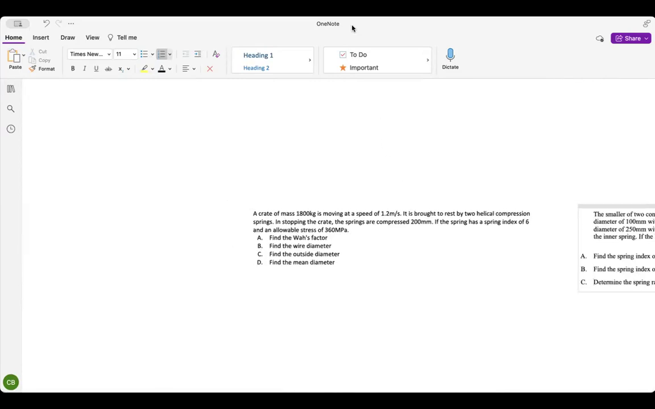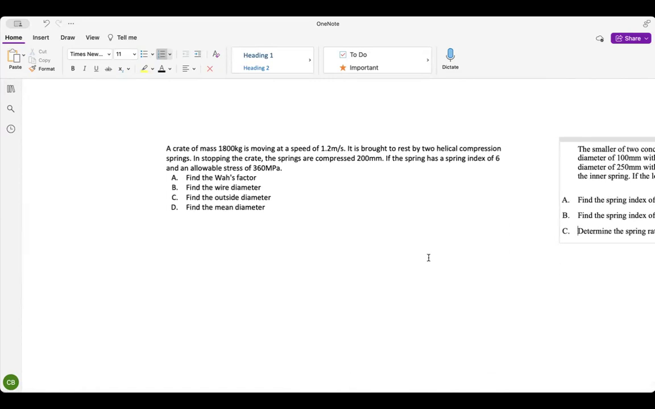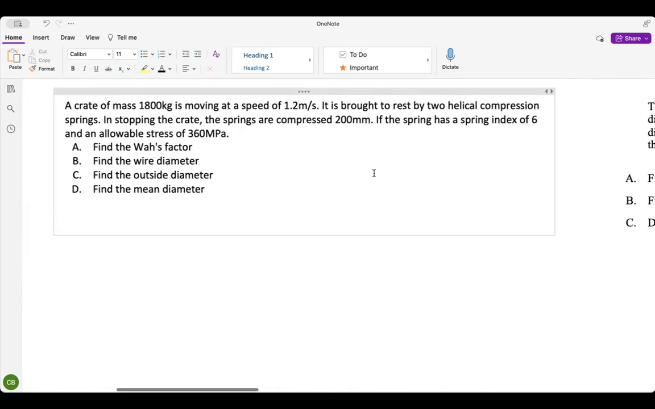So, a crate of mass 1,800 kilograms is moving at a speed of 1.2 meters per second. It is brought to rest by two helical compression springs. In stopping the crate, the springs are compressed 200 millimeters. If the spring has a spring index of 6 and an allowable stress of 360 megapascals, we look for the Wahl's factor, the wire diameter, the outside diameter, and the mean diameter.